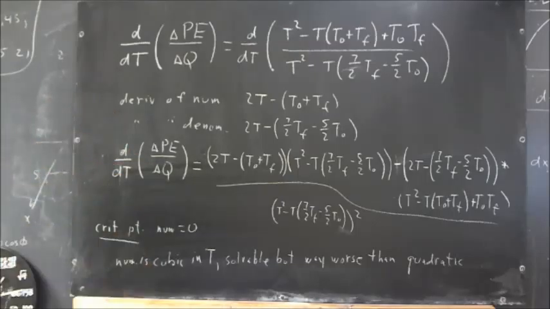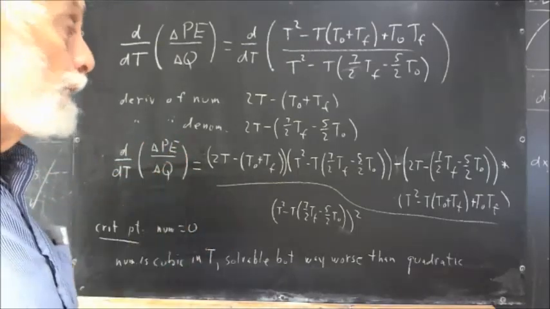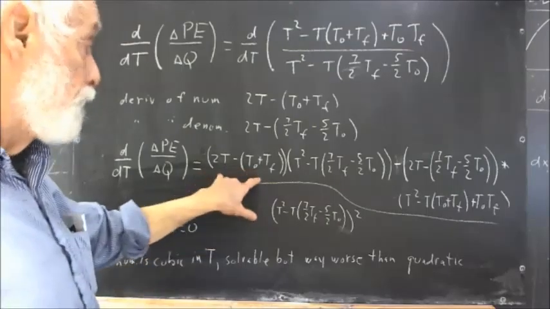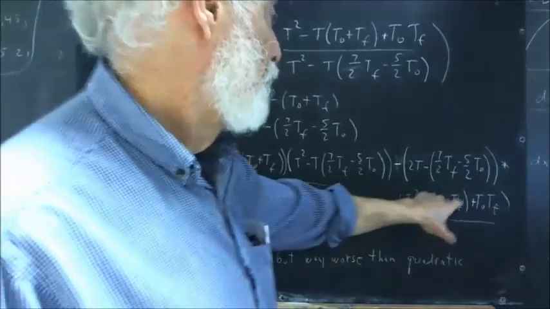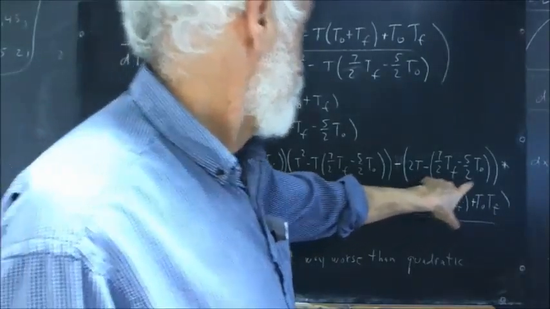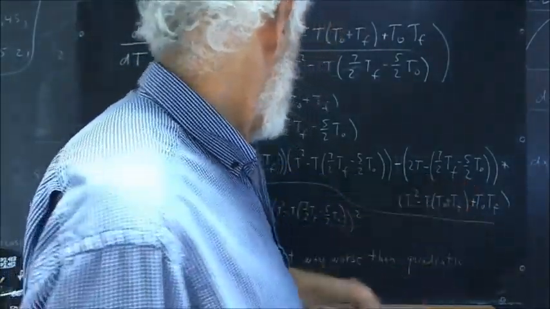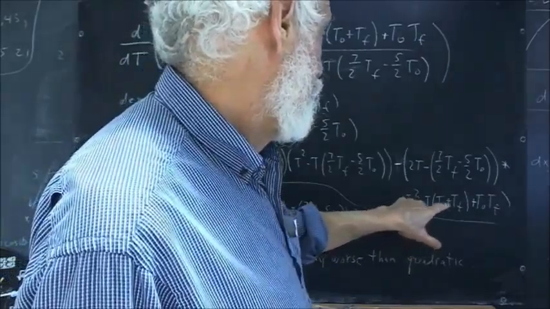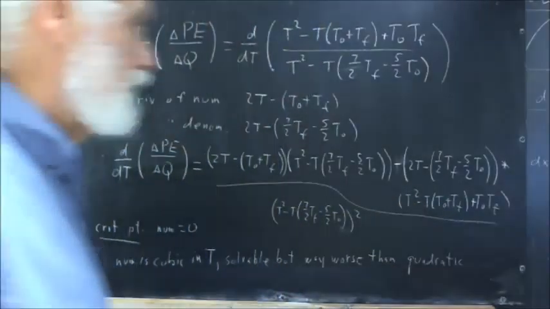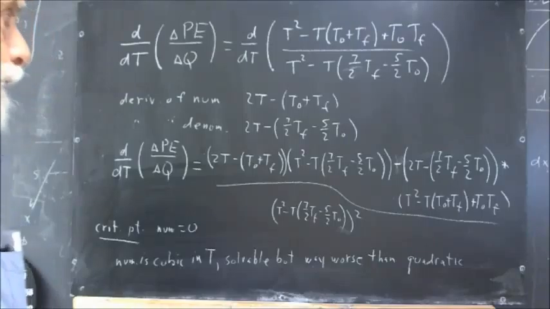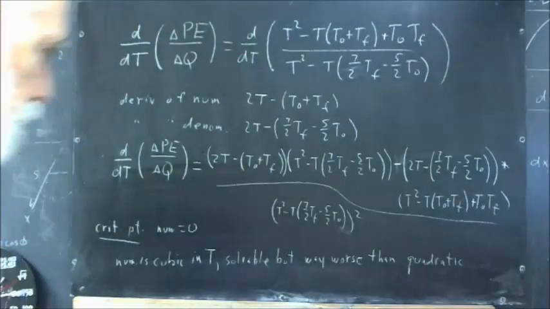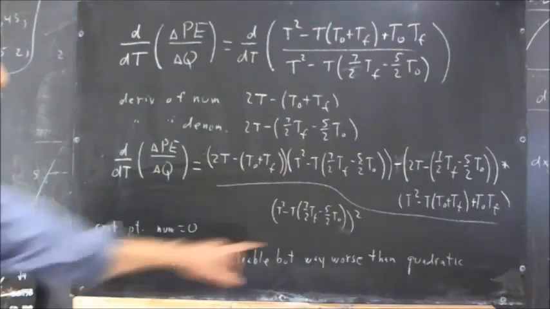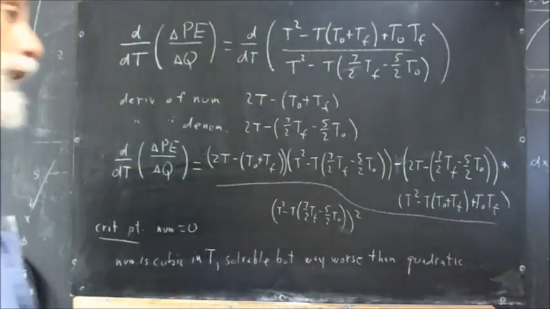So what's the derivative of the whole thing? Well, just keep our wits about us and write it out. Here's the derivative of the numerator. Here's a copy of the denominator. Minus the derivative of the denominator times the numerator. Okay, I read that wrong. Divided by the square of the denominator.